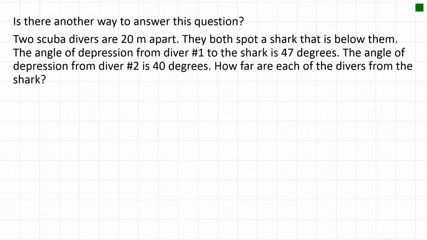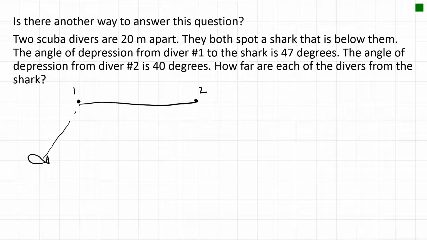So this is another way of asking what are the assumptions you're making. Was there another way to answer this question? Here was diver number 1, and here's diver number 2. I assumed in the first question that the shark was between the two of them. But could he have been over here on the left side? So if I think about that, let's take a look at this.